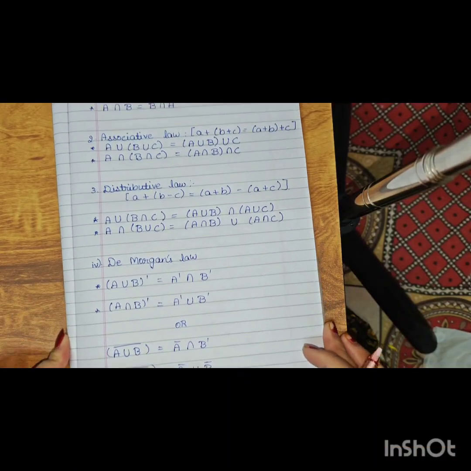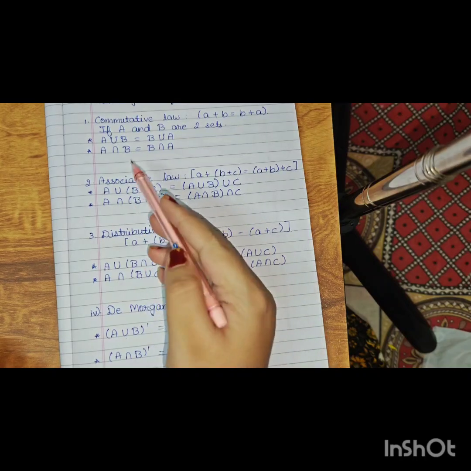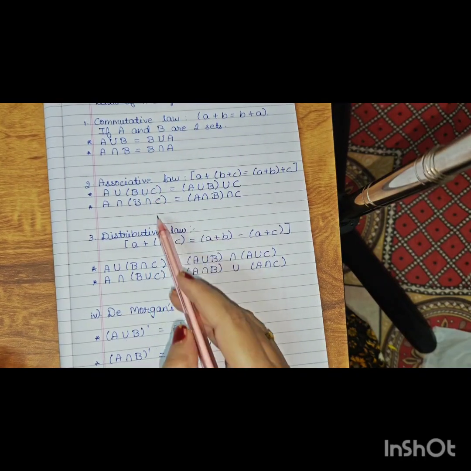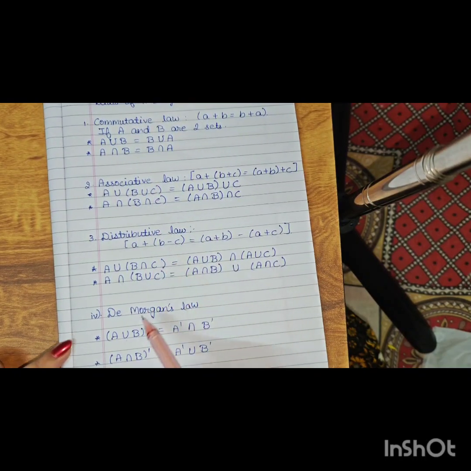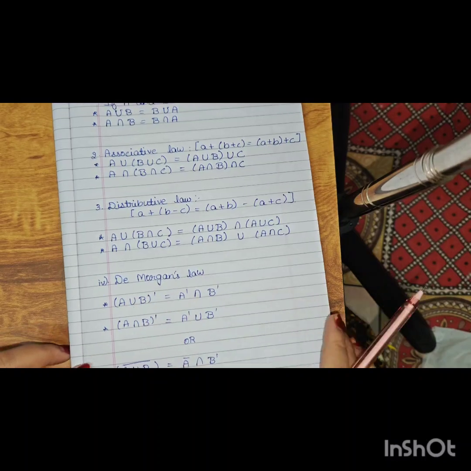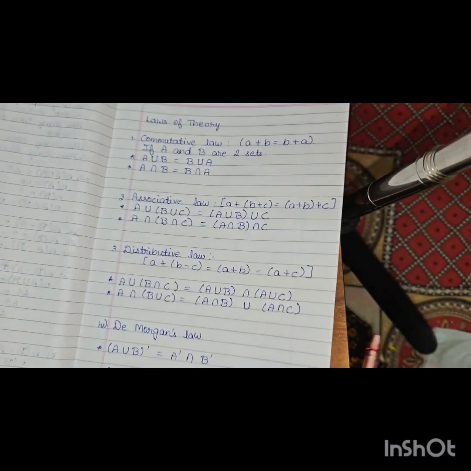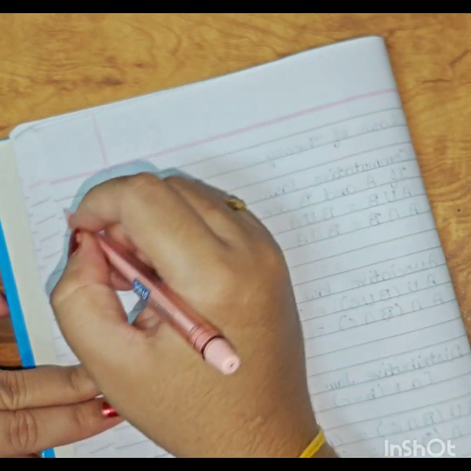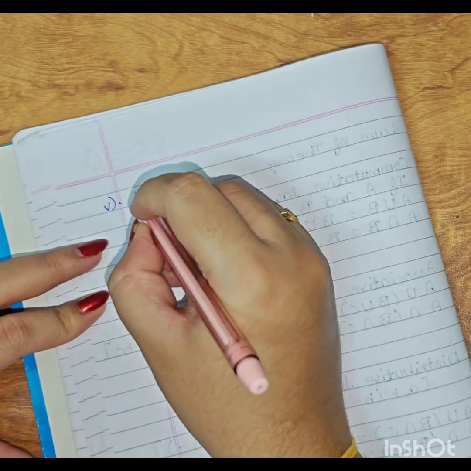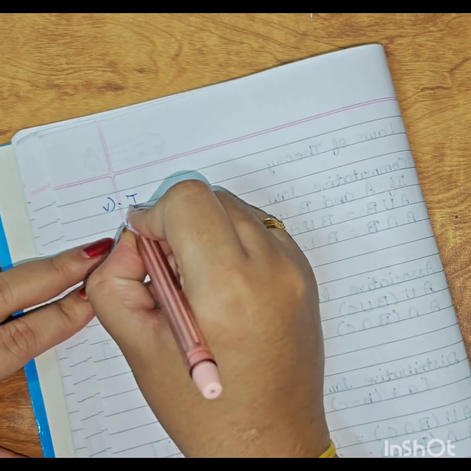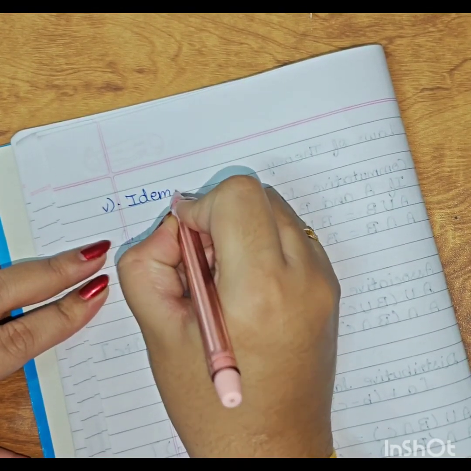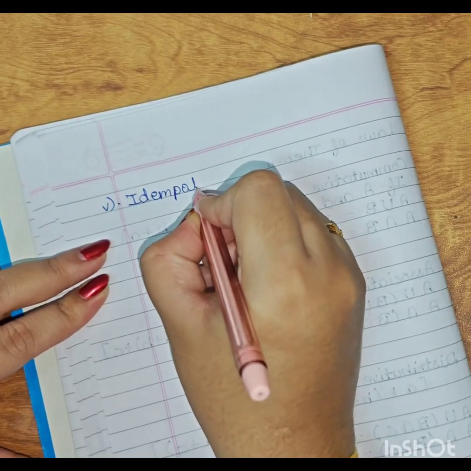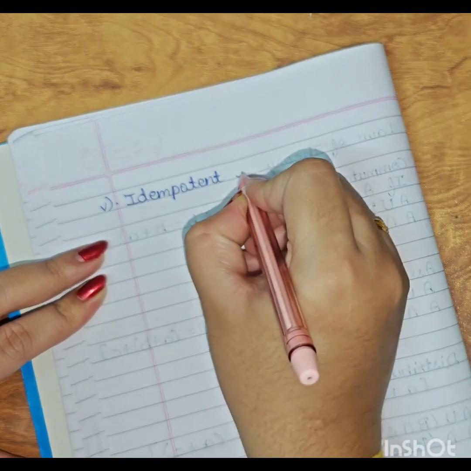So these are the four types of law. First one is commutative law, second one is associative law, third one is distributive law, fourth one is De Morgan's law. And now let's go for the fifth type of law, idempotent law. This you're hearing first time, I think so. So what is idempotent law?